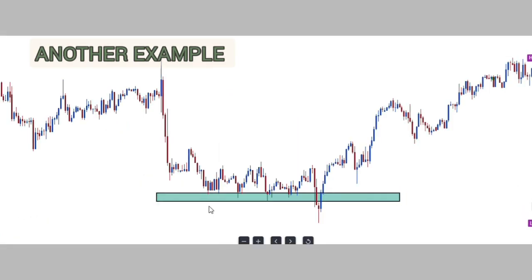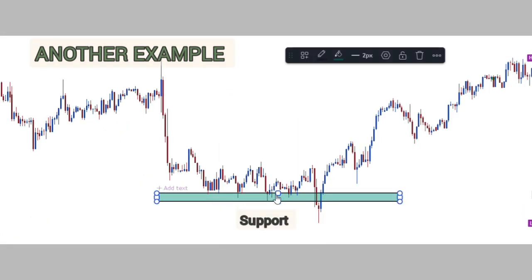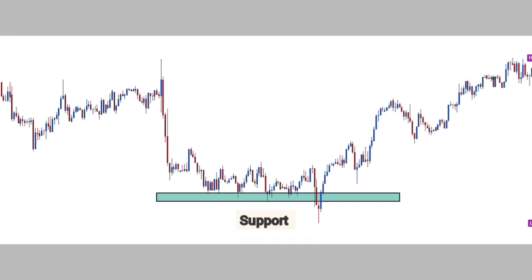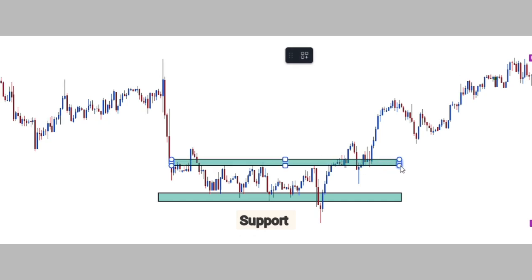This is a support level. This would be our support, and then there is a resistance over here. There was a first touch here, a touch here, another touch there, and several more touches at support. This was a strong support.